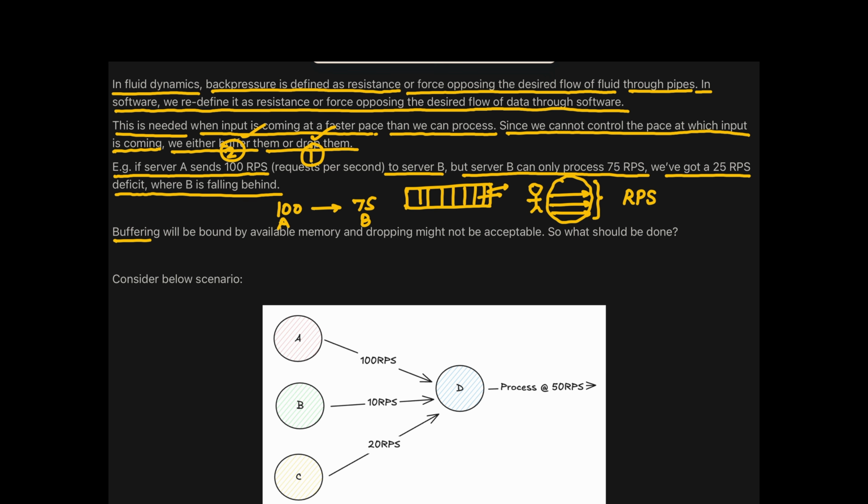So buffering will be bound by the available memory. It cannot be that B can start buffering the requests indefinitely. It will have some memory at its disposal, which will be used to buffer the requests. So only till the memory is available on B's side can we buffer the requests. And dropping might not be acceptable. In general, if you start dropping the requests, it will not only lead to data loss, but it can also cause some issues. So what should be done?